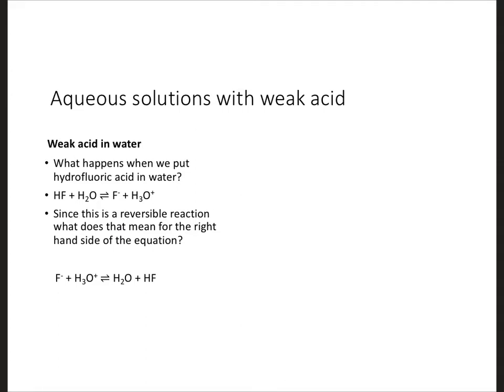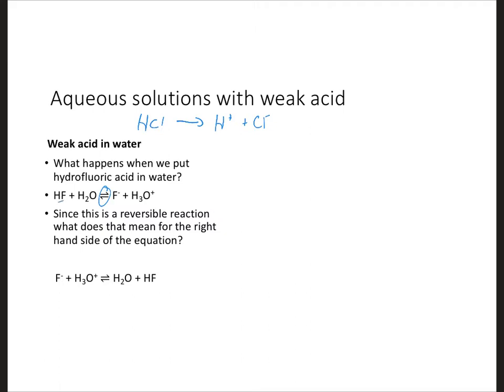So aqueous solutions with weak acid are going to be treated a little bit differently than those aqueous solutions with a strong acid. If strong acids dissociate 100%, then we're expecting a weak acid is not going to dissociate 100%. And if it doesn't dissociate 100%, we are not going to describe that with an arrow in one direction saying I'm going to make these two things. We are now going to talk about weak acids in terms of, you guessed it, an equilibrium. It's going forward and it's going back.